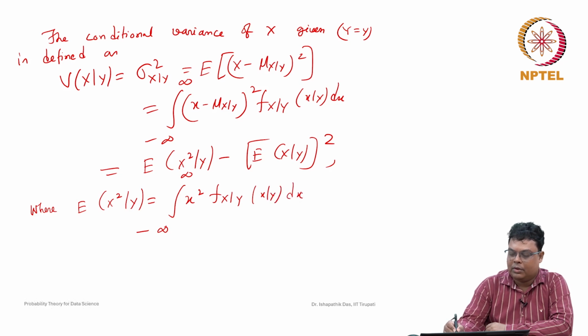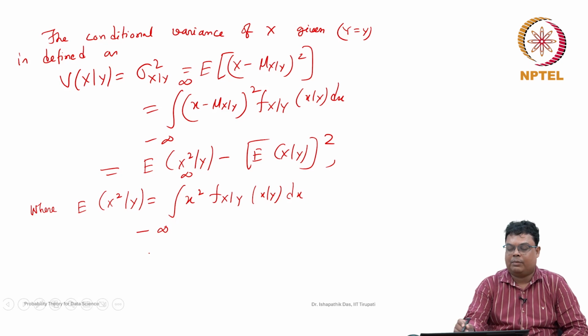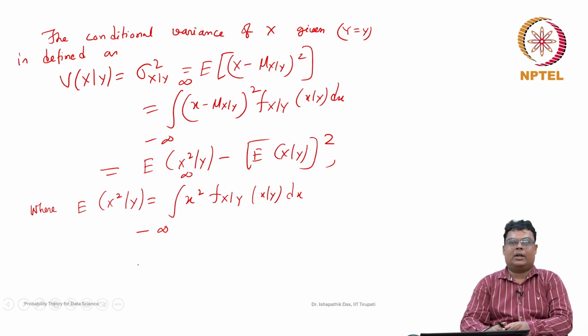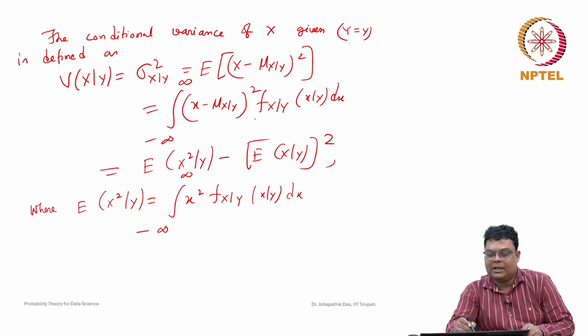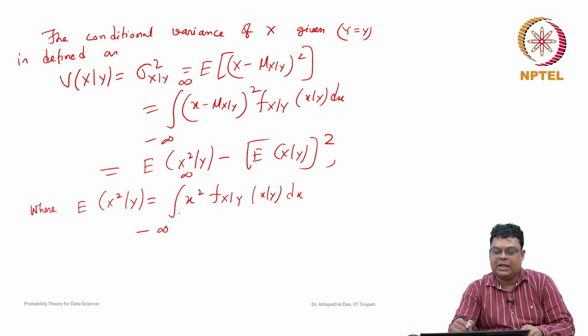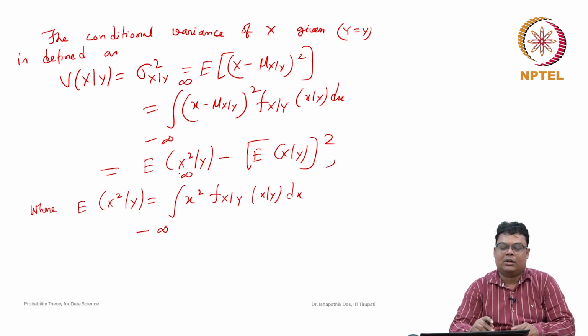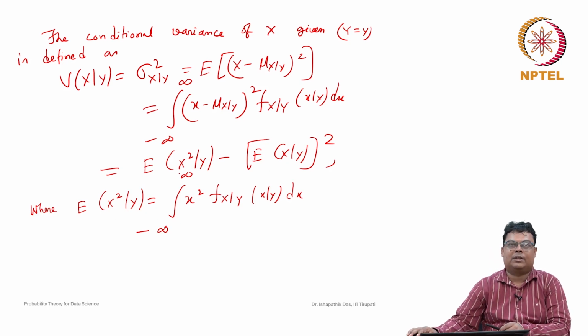For computation we will use this formula whenever it is convenient. Sometimes the other formula may be convenient for some density functions, and then we can use that. But from most of the examples I have observed, this formula is a little more convenient for finding the conditional variance. So let us do one numerical example here.